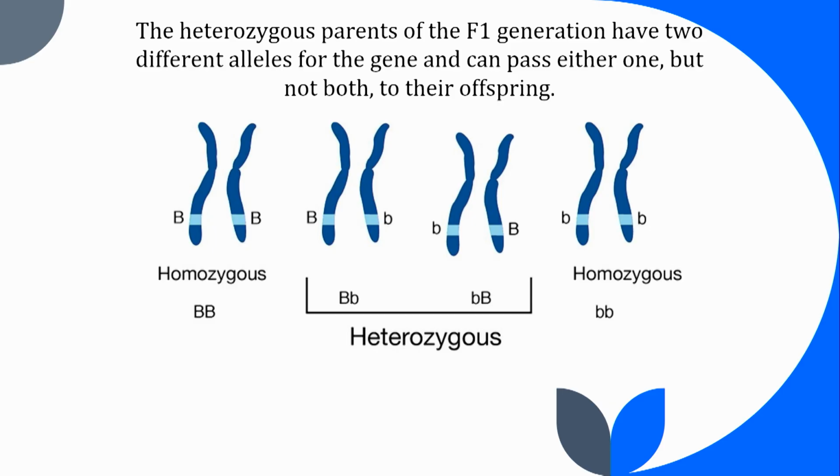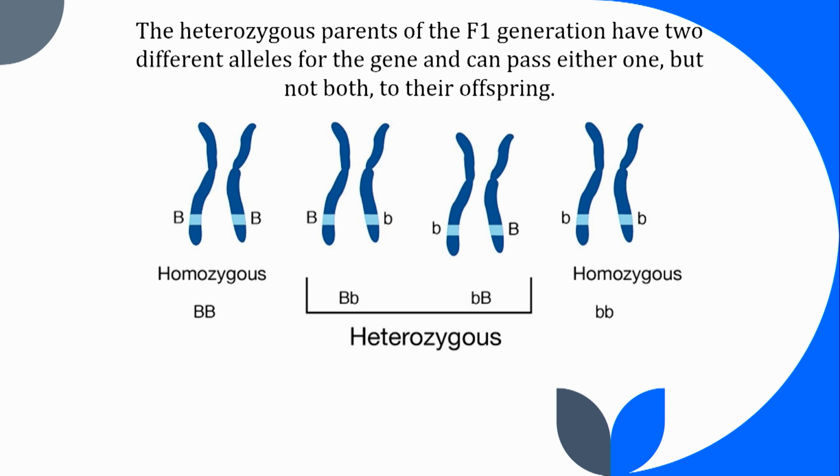Great, so let's keep it going. Let's look at it like this. What's going on here is that the heterozygous parent of the F1 generation has two different alleles for the gene and can pass on either one, not both, to their offspring. So again, just some vocabulary terms to introduce.